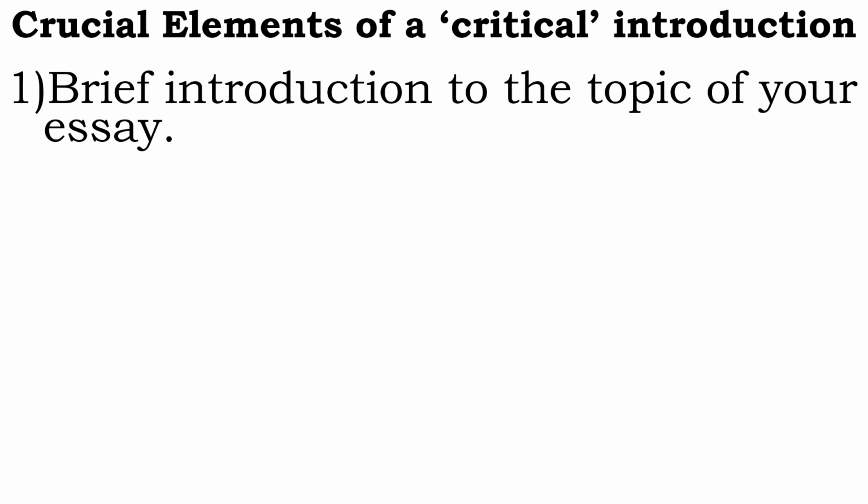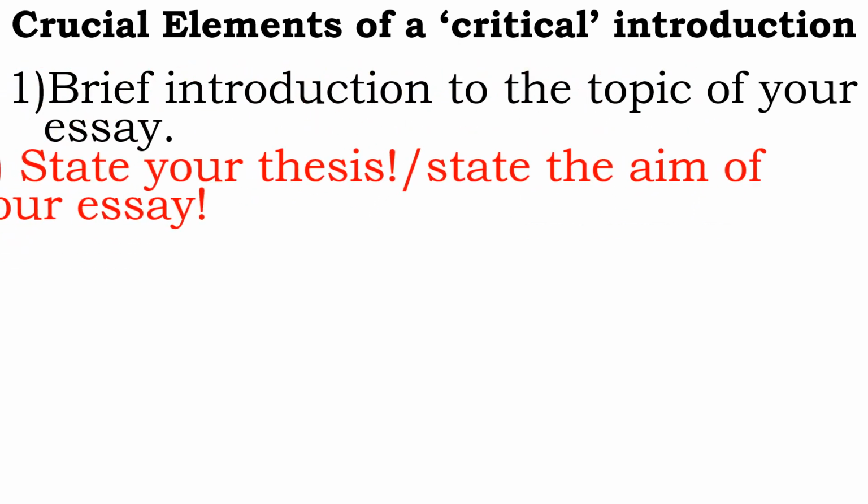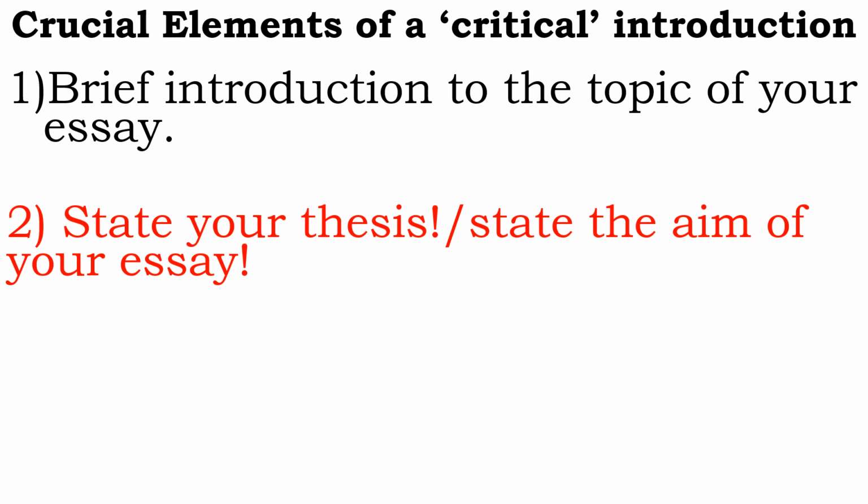There are four crucial elements of a critical introduction. The first element is a brief introduction to the topic of your essay. These should be the first few sentences of your paragraph, and they introduce the reader to the essay. Rather than jump in straight away, you at first introduce the reader with a few sentences to bring them into your world. This is followed by state your thesis, state the aim of your essay.